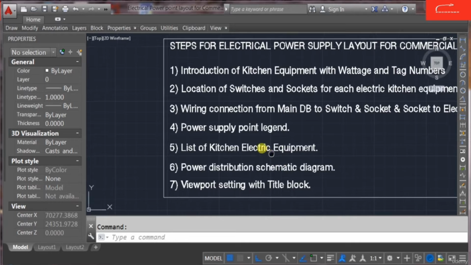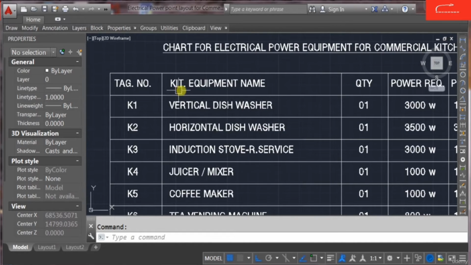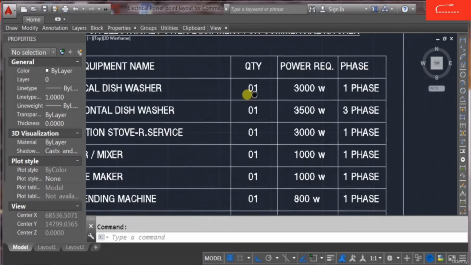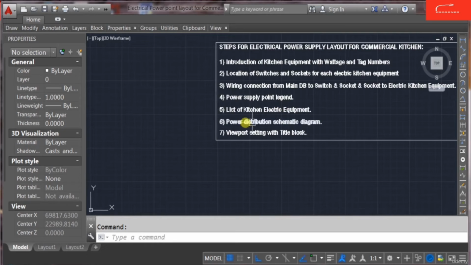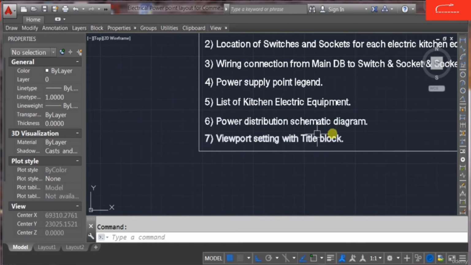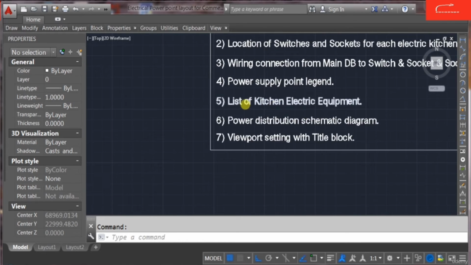Fifth number is list of kitchen electric equipment. The list of kitchen electric equipment we have given with the tag number, kitchen equipment name, quantity, power requirement and the phase, whether it is single phase or the 3-phase. Sixth number is power distribution schematic diagram. Now we are going to prepare the power distribution schematic diagram.